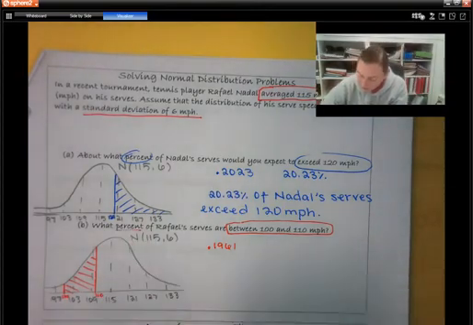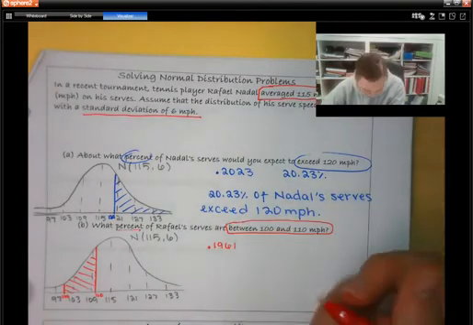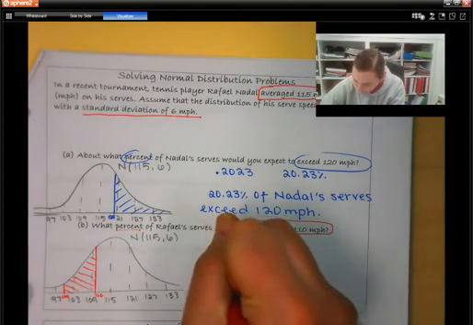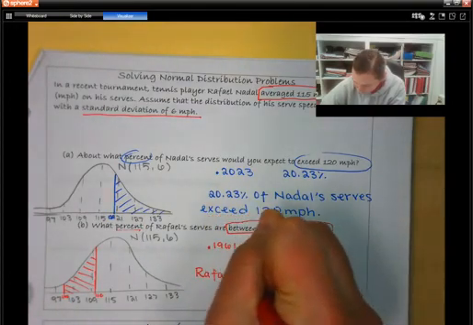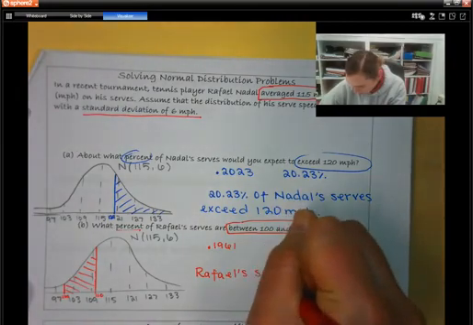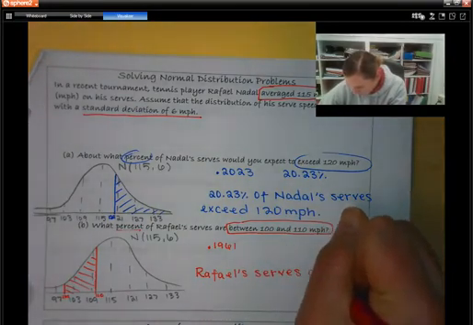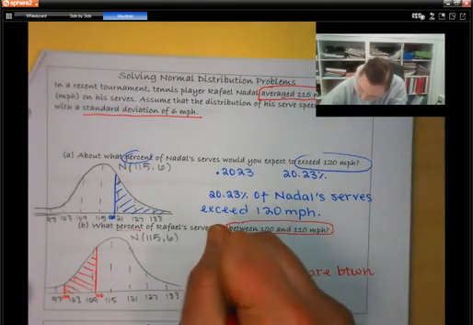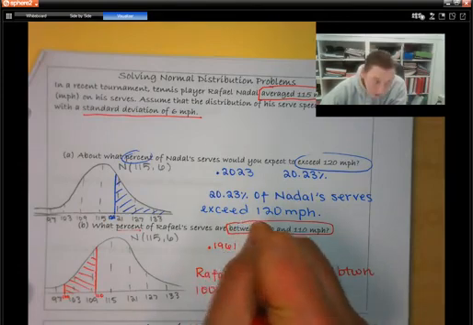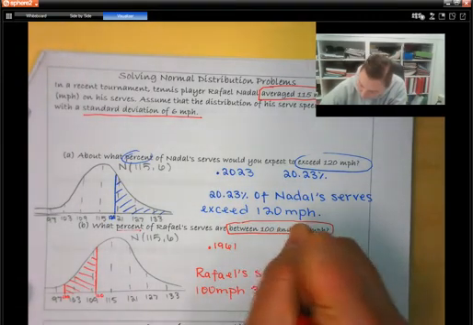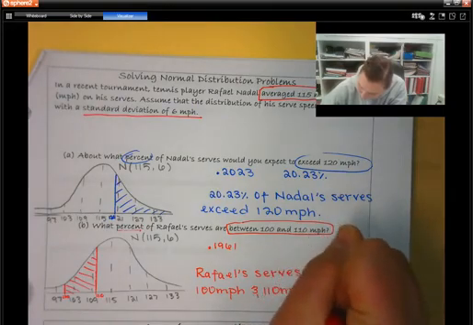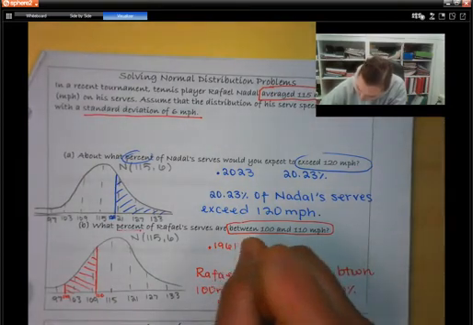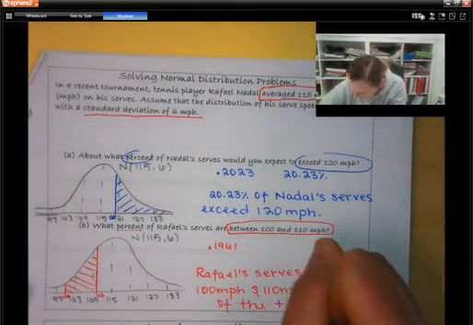Question is about percent. So Rafael's serves are between, abbreviating between there, 100 miles per hour and 110 miles per hour, 19.61% of the time.